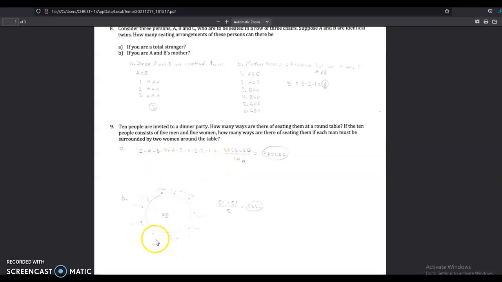A man has to be surrounded by 2 women at every seat. So every single man has a woman sitting on his left and right side. The way I described it was that there are 5 possible arrangements for the men to be sitting, and there are 5 possible arrangements for the women to be sitting. So 5 factorial times 5 factorial over the number of men and women, 5. You get 2,880 for number 9.